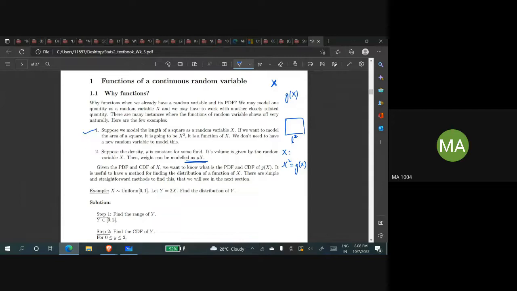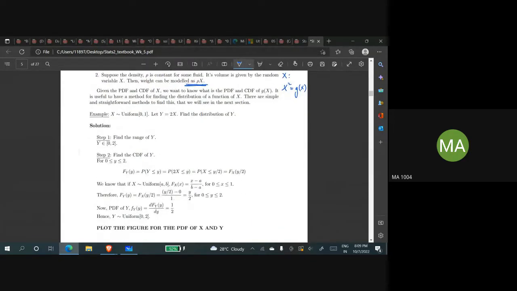So you know density is equal to weight by volume, right? So you can model just a few cases where the function of a random variable arises, and these are just two examples, but you can have many such examples that you see in real life, where if you know the distribution for a random variable x, you have to model the distribution of its function. Such cases will arise many times, and it's good to know how to find the distribution in such cases. Okay.